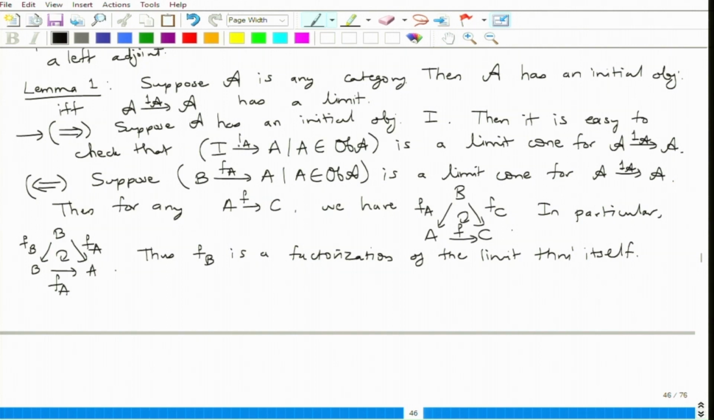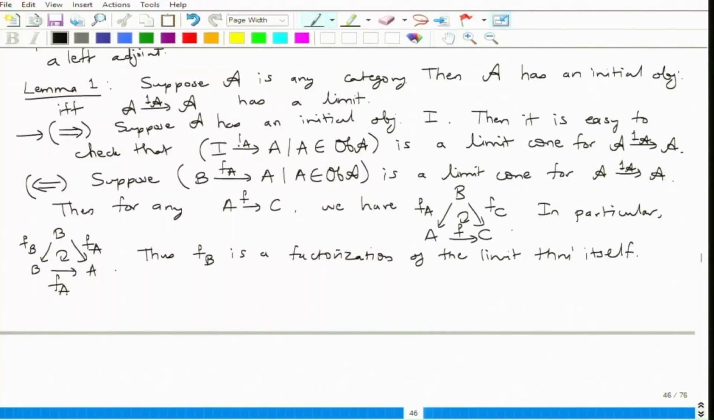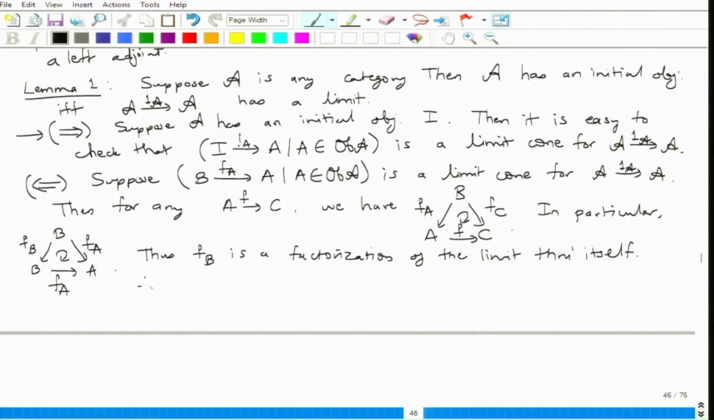So this second B, there is one B at the top, you can imagine, and one B at the bottom. So the bottom B also forms a cone over your diagram, and the top B also forms a cone. So this FB is a factorization of this limit cone through itself. But we already know one such factorization, namely the identity map. Okay, so therefore FB is equal to the identity on B.